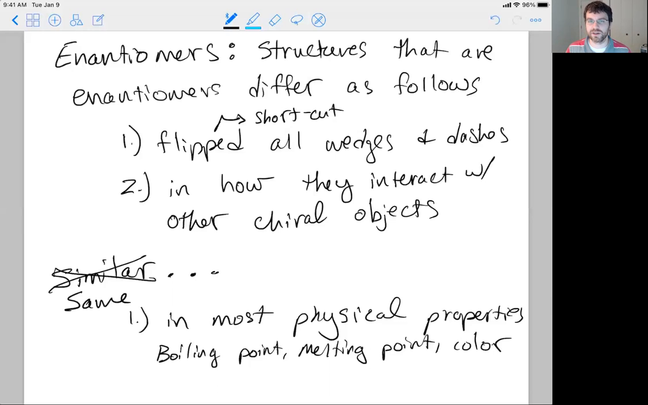Now, some crazy things, though, is how they interact with chiral objects like us differs, no matter how much we try to make it the same. For example, the receptors in our nose are chiral. They're made up of chiral molecules. And so when we smell enantiomers, 2 molecules that happen to be labeled as enantiomers, we could get different smells. So we'll look at some examples of that later.